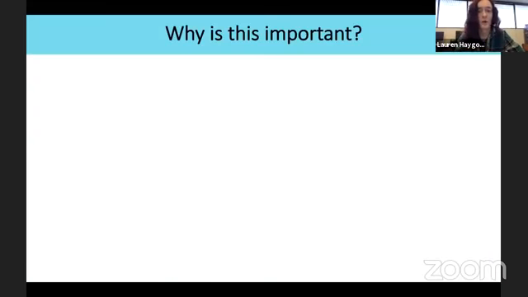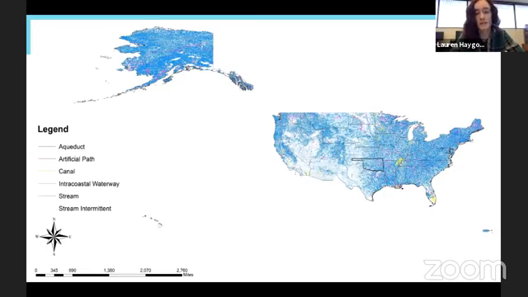And then why is this important? So the US has around 3.5 million miles of streams, or freshwater systems. We're primarily composed of streams and intermittent streams. Intermittent streams are streams that don't necessarily have flow during dry periods. So they will be lacking water during drought periods.